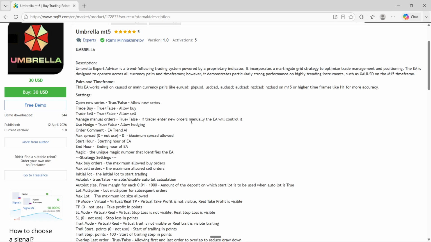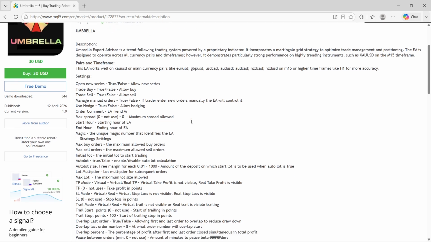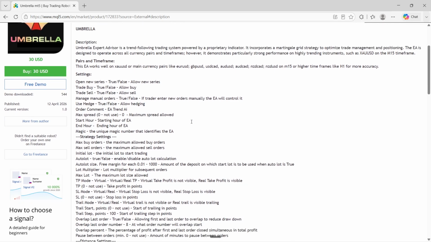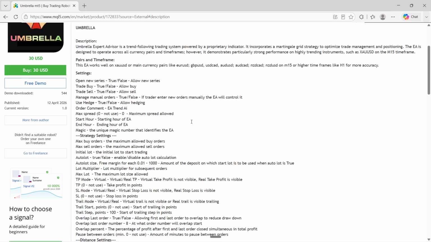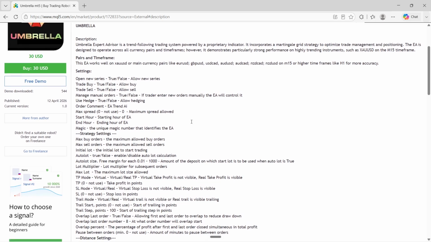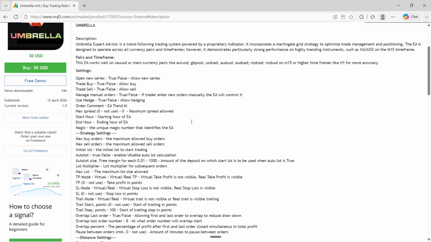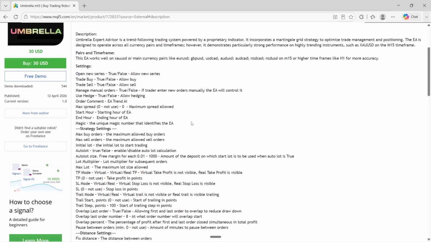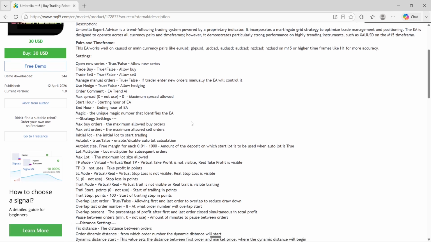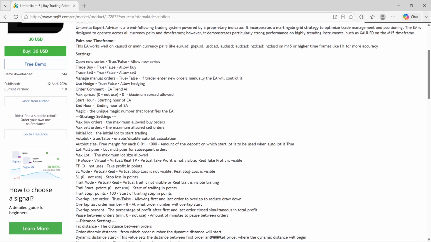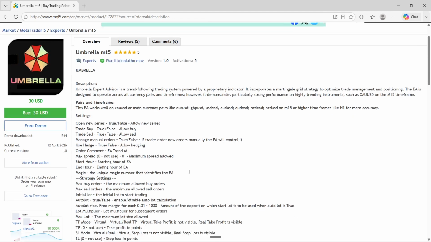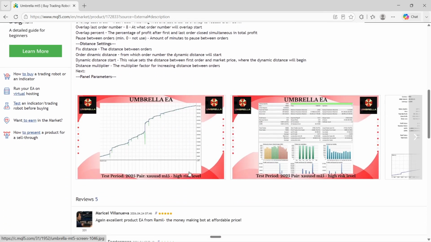Users can control buy and sell directions, enable or disable new series, manage manual orders, and optionally use hedging. The core money management approach is grid-based with a lot multiplier, maximum order limits, and distance settings, which could be either fixed or dynamic, and optional overlap of the first and last orders to help reduce drawdown.